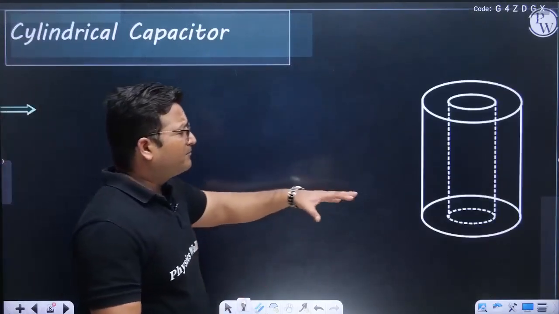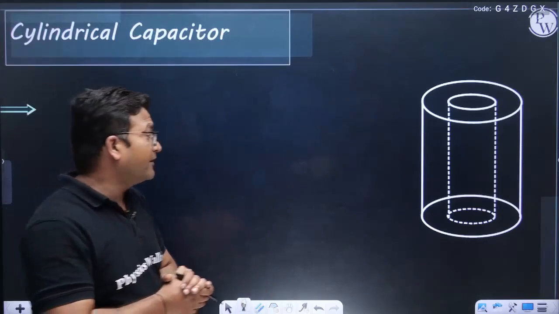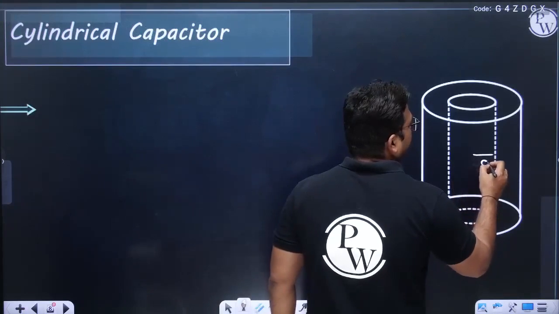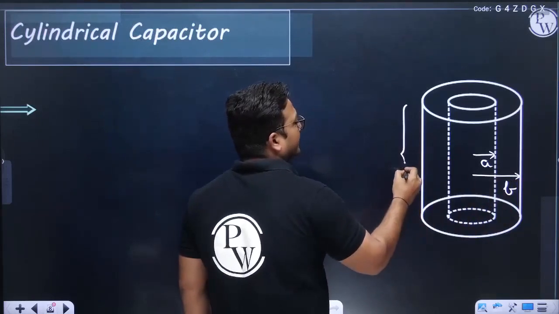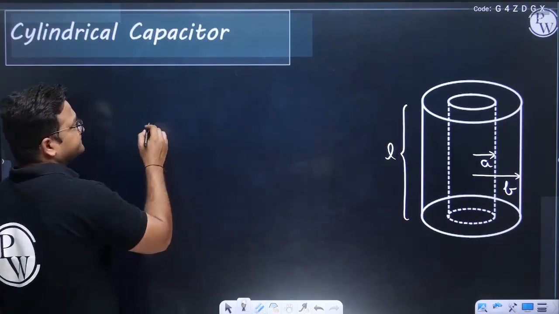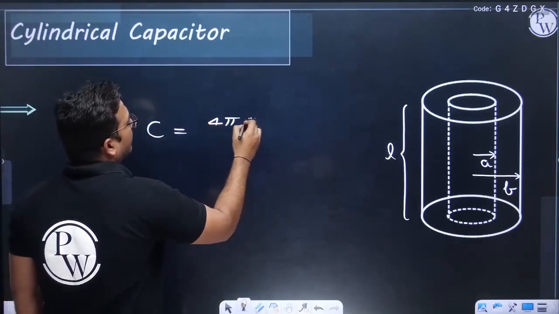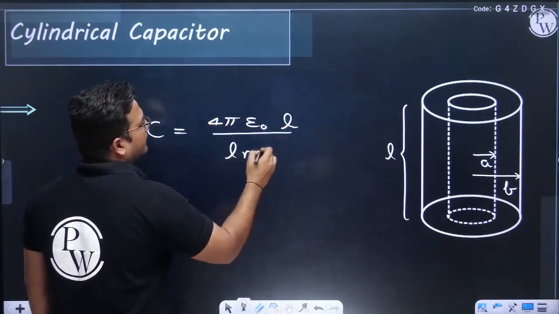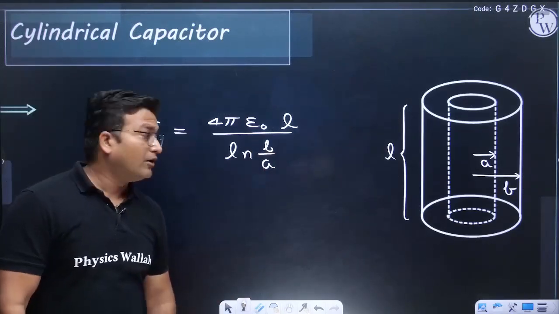Again, in application it is very common to use cylindrical capacitors. In cylindrical capacitors, we have two metallic cylinders. Say the inner one has radius A and the outer cylinder has radius B, and it has a length L. So the capacitance of this capacitor is given by 4 pi epsilon naught L divided by ln B upon A.